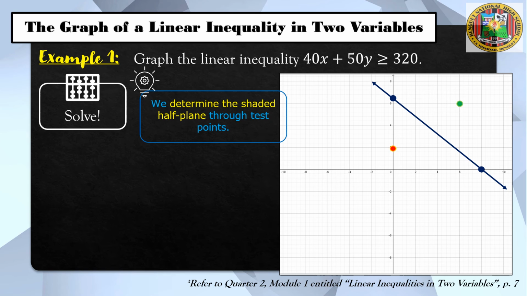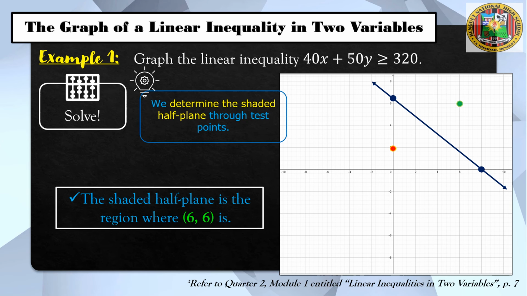Let us shade the correct half plane to represent the solution set of the inequality. Since the test point (6, 6) is a solution, while (0, 2) is not, we are going to shade the half plane where (6, 6) is. This means that all the points found on the line and in the shaded region are part of the solution set of the inequality.